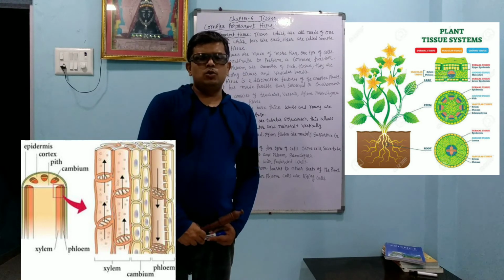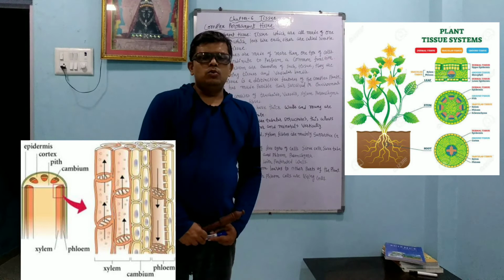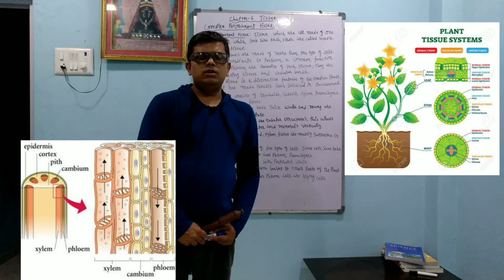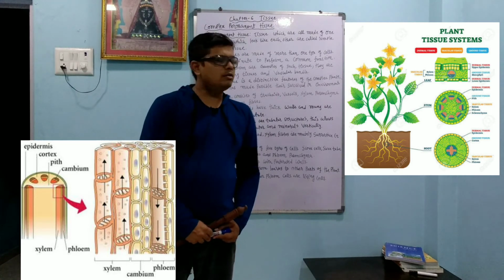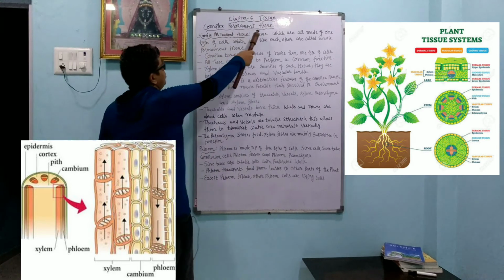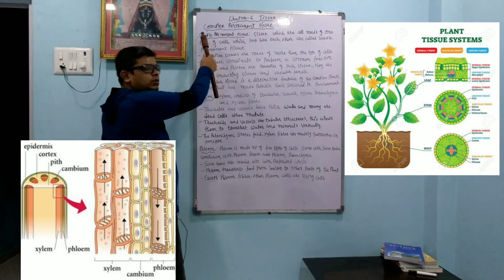Complex permanent tissue are of two types. One is called the xylem and the other is called the phloem. Xylem is responsible for transporting water and other soluble minerals from one part of the plant to another, whereas phloem is responsible for carrying food from one part of the plant to another. So one by one we will learn complex permanent tissue, and how they are different from the simple permanent tissue.